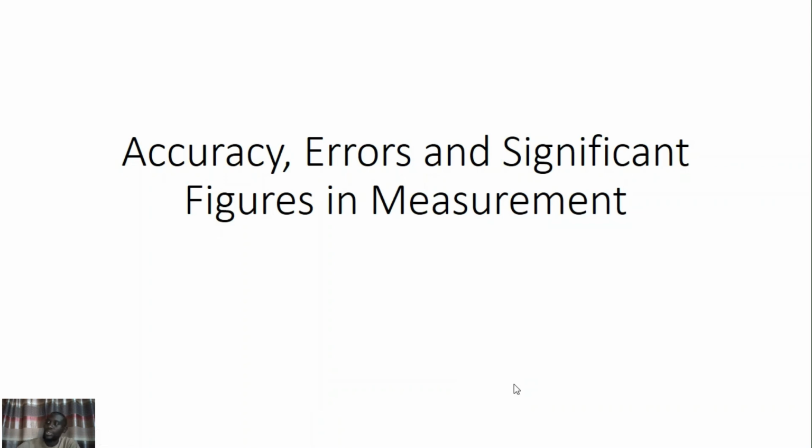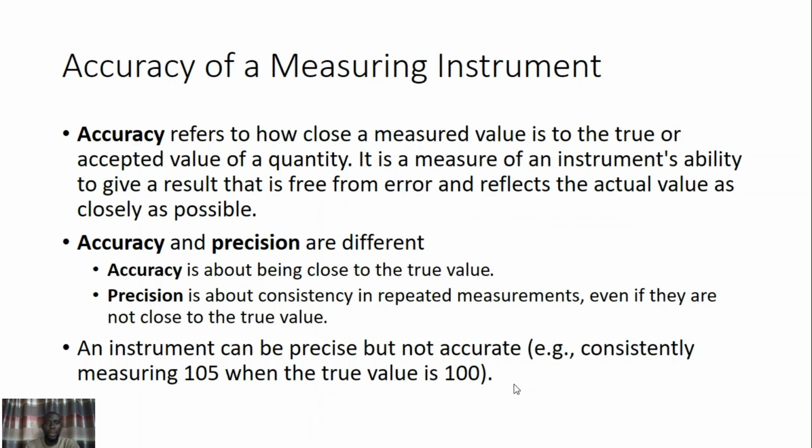In this video, I'll be talking about accuracy, errors, and significant figures in measurements. These are important topics in the JAMB UTME syllabus, and we need to look at them. Accuracy refers to how close a measured value is to the true or accepted value of a quantity. It is a measure of an instrument's ability to give results that are free from error and reflect the actual value as closely as possible.